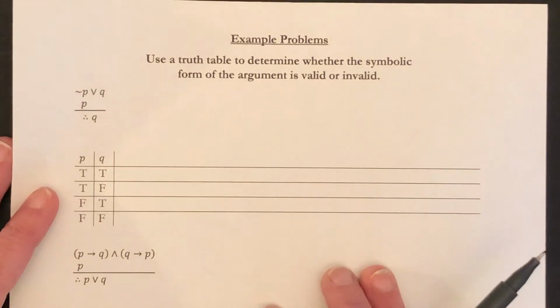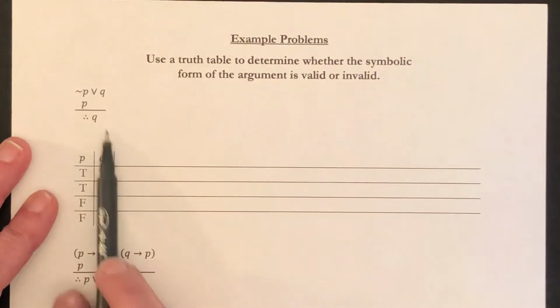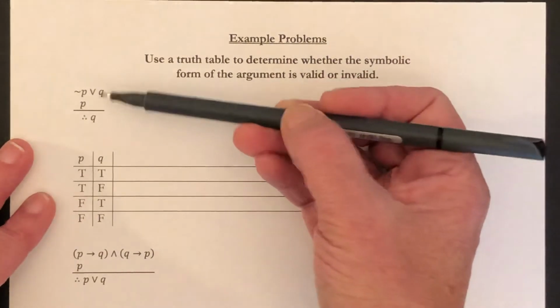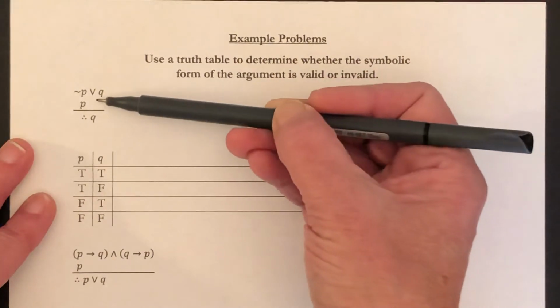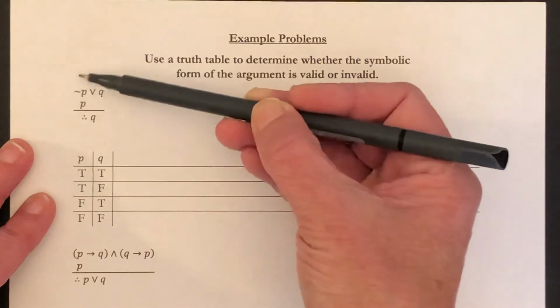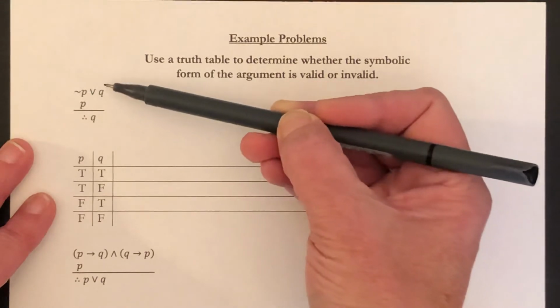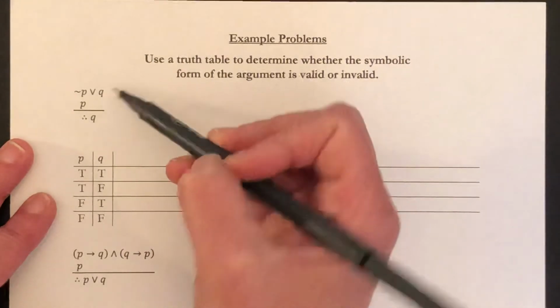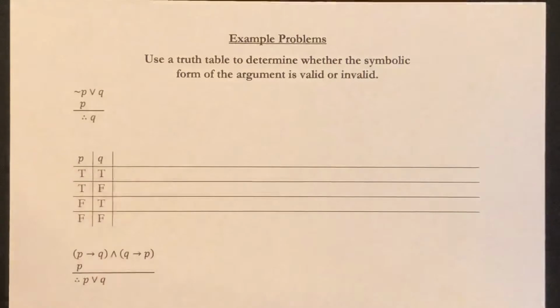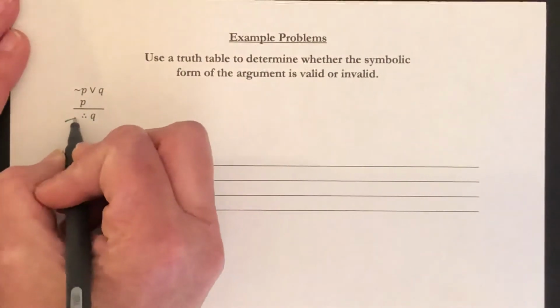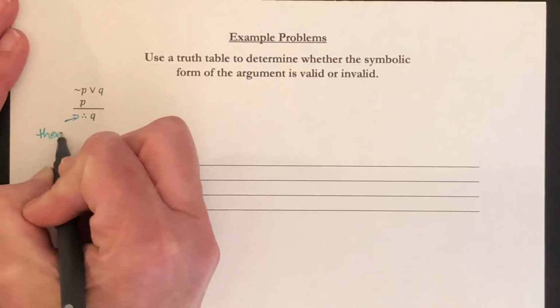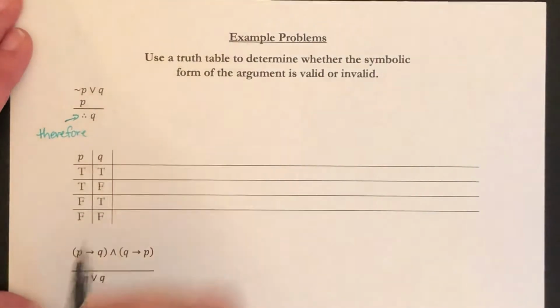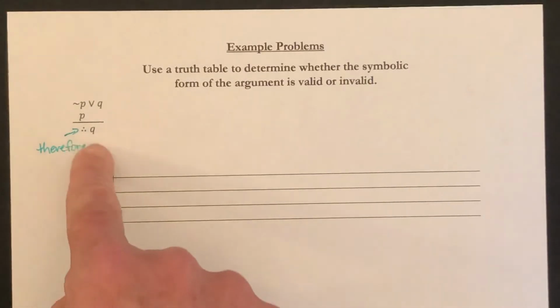Okay, so let's look at our first problem. So this is the way our arguments are all going to be written. Above the line, this is a premise, this is a premise. So not P or Q, P. So if these are our premises, then the conclusion we draw, remember the 3 dots means therefore, so it is the conclusion, therefore Q.